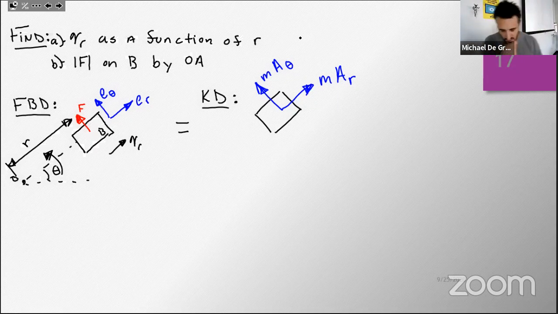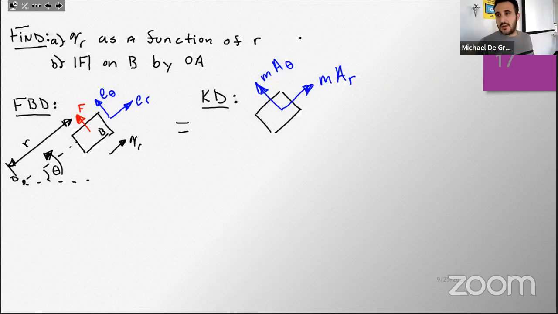So what do we have going on here, right? Is everybody okay with the free body diagram and the kinetic diagram? What is that force F? That's the reaction between the block and the bar, right? That block is sitting on a bar, and that bar is pushing on the block, and the block is pushing back on the bar. Right, that is the force.